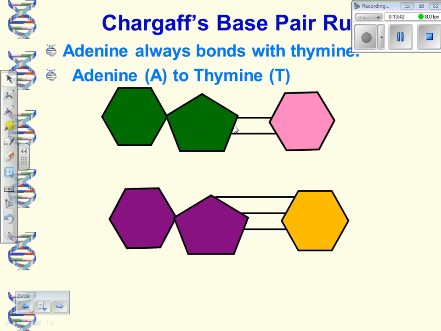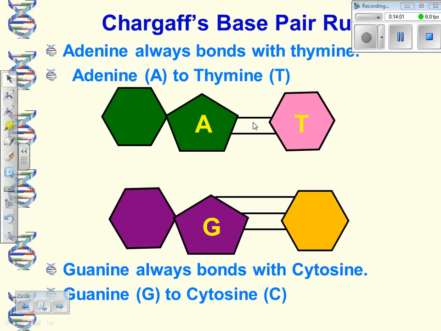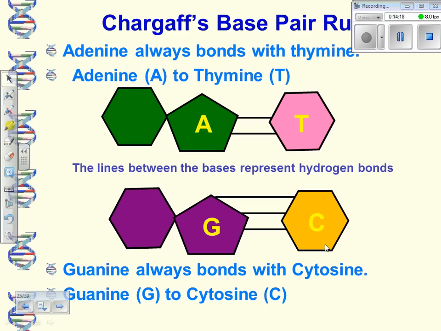Okay, so base pairing. When bases pair or get together, as Chargaff figured out, adenine always binds to thymine, so it's A and T. Guanine always bonds with cytosine, G to C. One way that I've always remembered this, A to T and G to C, is totally awesome and groovy cool. Okay, so they bind together with hydrogen bonds in between.